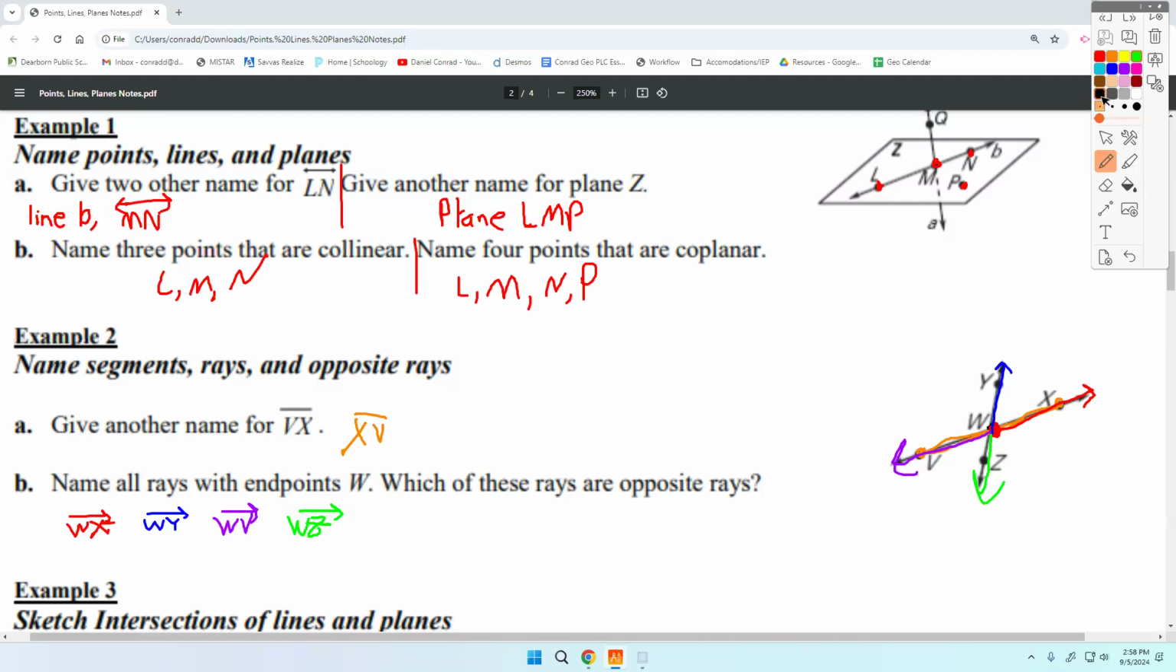Which of these rays are opposite rays? So the blue and the green are opposite, and the purple and the red are opposite. So WX and WV, and then WY and WZ are opposite rays.